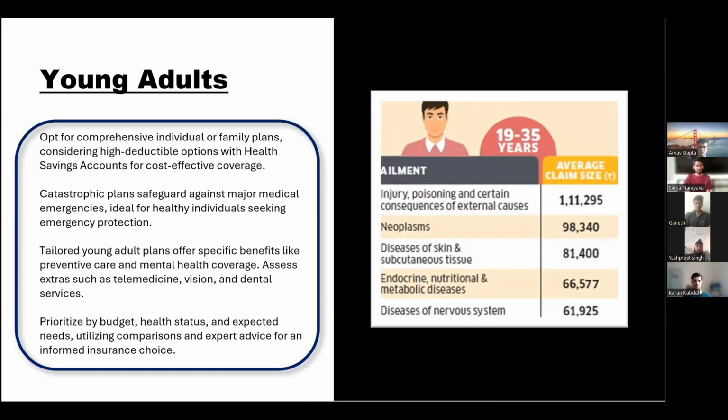Catastrophic plans safeguard against major emergencies, ideal for healthy individuals seeking emergency protection. Tailored young adult plans offer specific benefits like preventive care and mental health coverage. Assess extras such as telemedicine, vision, and dental services, prioritized by budget, health status, and expected needs, utilizing comparison tools and expert advice for an informed insurance choice.